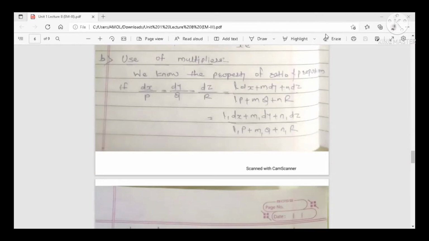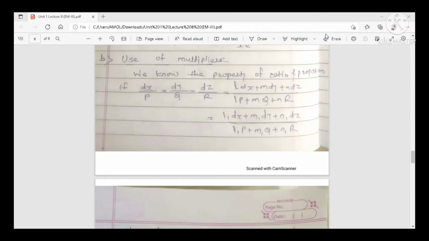Today's topic is use of multipliers. This is the second method to find the solution of symmetrical simultaneous differential equations. Last lecture, we have already discussed the first method, which was the grouping method. Now the second method is use of multipliers. This is a topic from first unit, linear differential equations with constant coefficients.